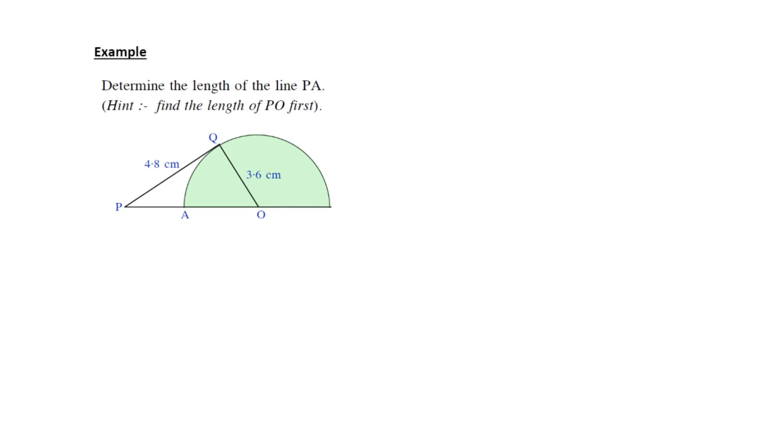Okay, let's go through an example. First of all, let's try and identify a couple of elements to this circle. First, we've got a semicircle with centre O. We've got a line OQ, which hopefully you'll recognise from the centre to the circumference is a radius.